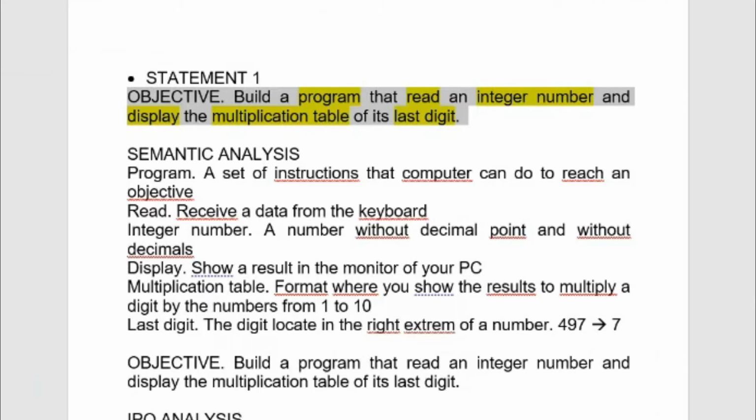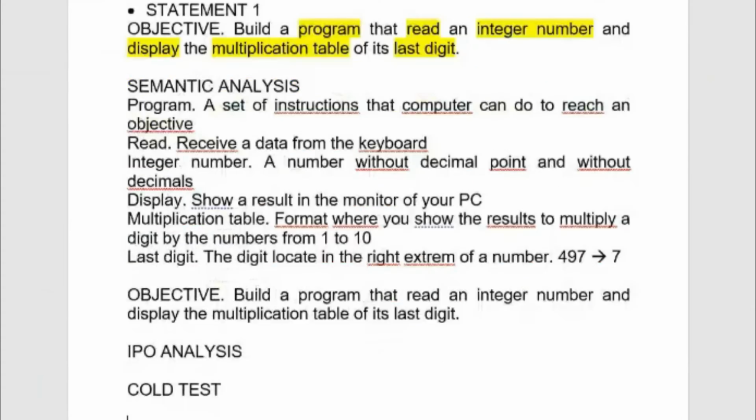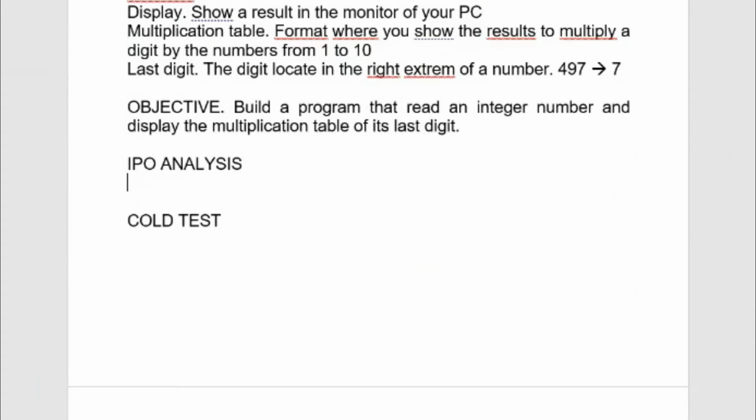How is it possible you say, I understand the objective? I really understand. Because you write the semantic analysis very well. Now let's see the IPO analysis. Look, I copy this objective again here. Now let's see what is the IPO analysis. Remember, IPO means input, process, and output, right?